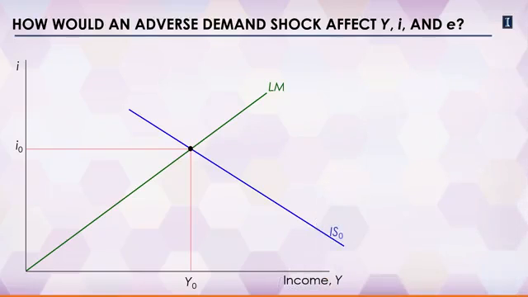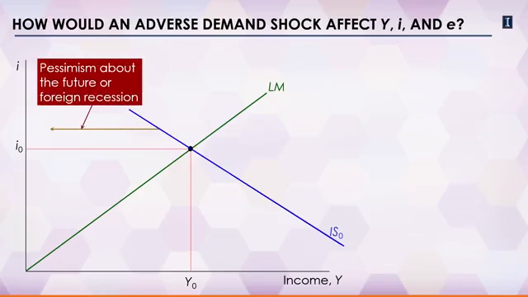What is an adverse demand shock? For example, let's say investors become pessimistic and they invest less. The impact is going to be less expenditure in the economy, and the income level is going to fall for every level of interest rate. That means that the whole curve, the IS curve, is going to be shifting to the left.